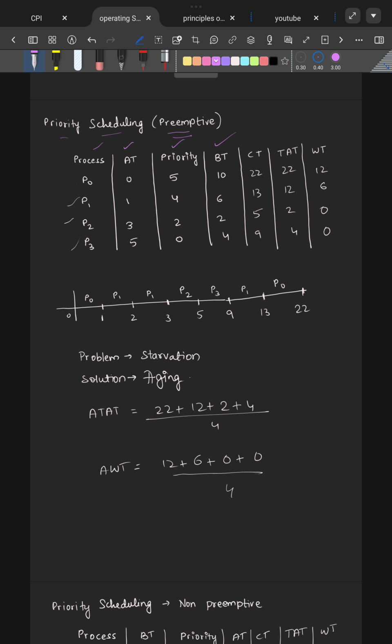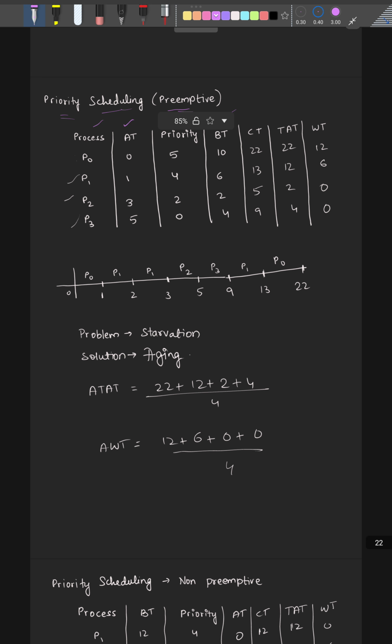In today's video, we'll be discussing priority scheduling, and that too the preemptive version of it. So what does preemptive say? That we can switch between the processes in the middle of the execution. So let's see this question.